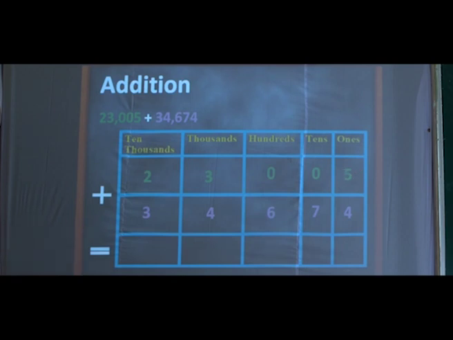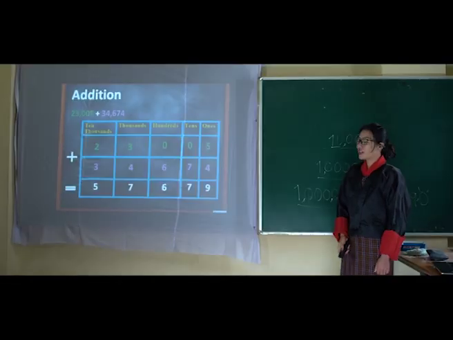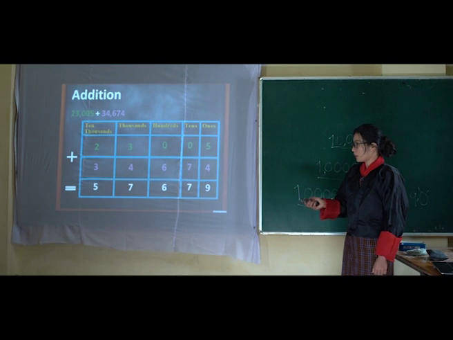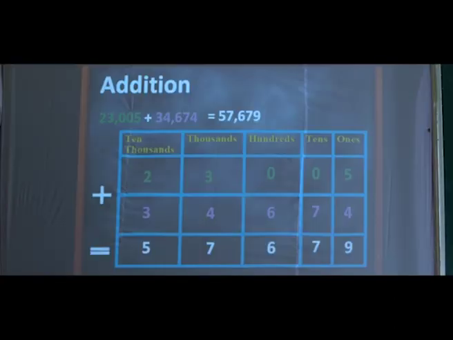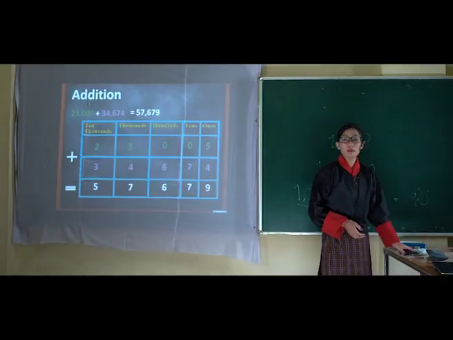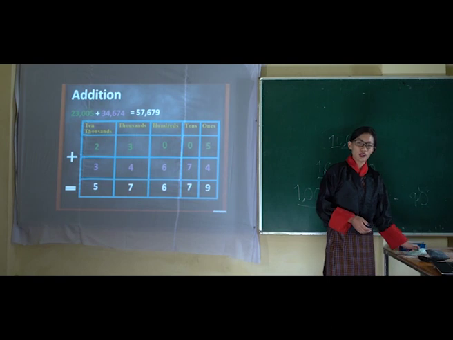5 plus 4 gives 9. 0 plus 7 is 7. 0 plus 6 is 6. 3 plus 4 is 7. 2 plus 3 is 5. So as the sum, we got the number 57,679. Let's check without the place value chart if we are correct.